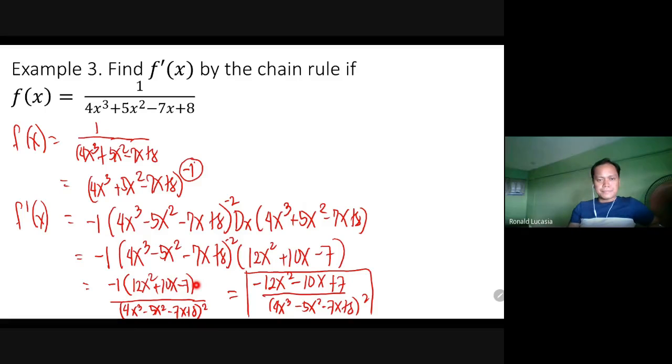Question. You have to simplify. One should still have a negative exponent, one should still have a radical sign in that denominator, and one should still have a fraction exponent. So in case for 4x cubed minus 5x squared minus 7x plus 8 raised to the power of 2, you don't need to simplify that. You only simplify three things: denominator has a radical sign, fraction ang exponent, negative ang exponent.